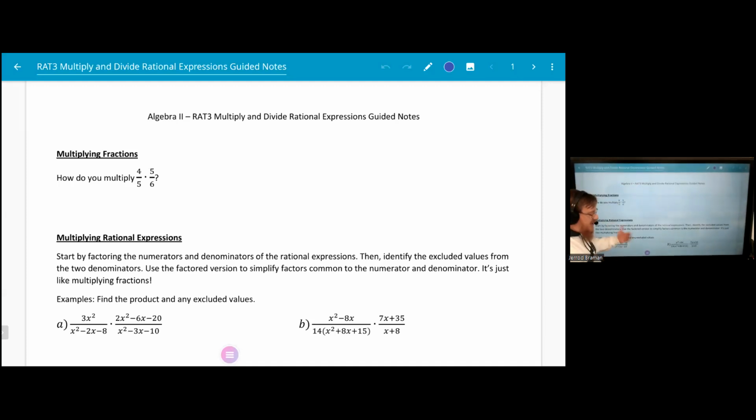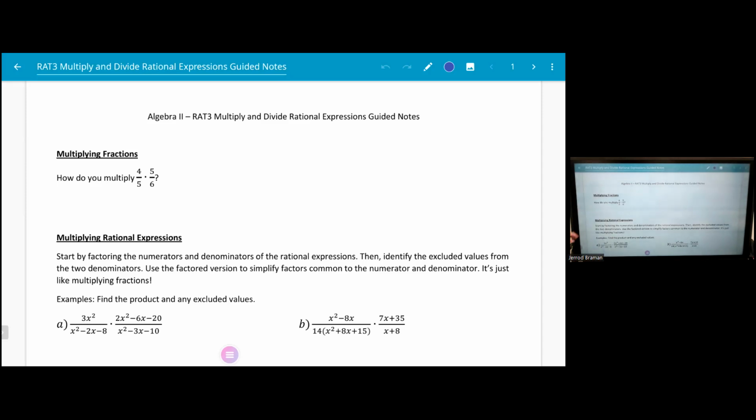Just like we did last time when we added and subtracted rational expressions, we first looked at how to add and subtract fractions. Same thing I'm going to do this time. I'm going to talk about how to multiply and divide fractions before we do each of those with rational expressions. So with that said, here's how I'm going to start this.